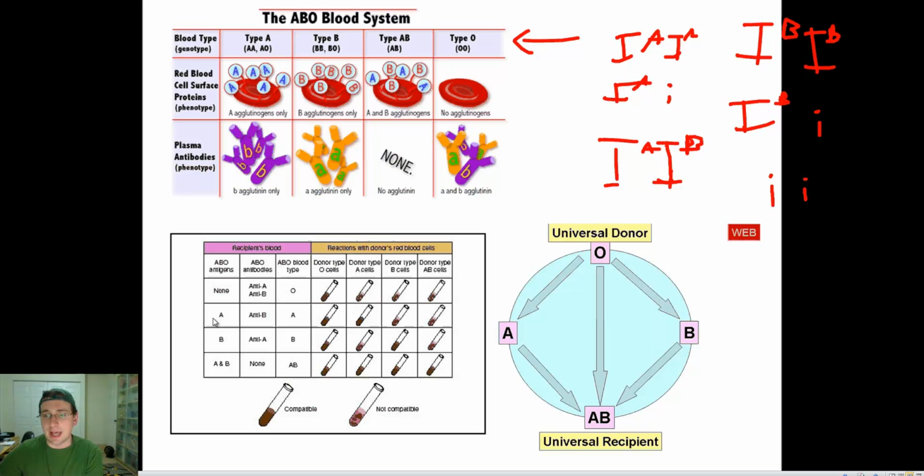Now in our last video, we're going to discuss blood type donation patterns, and also do some Punnett squares of blood types as an exercise for you to predict what happens with blood types.